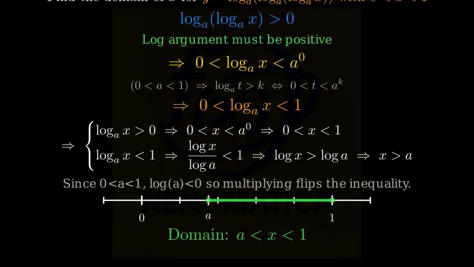Let's visualize that on a number line. Final result, the domain of x for y equals log base a of log base a of log base a of x, with 0 less than a less than 1, is the open interval from a to 1.